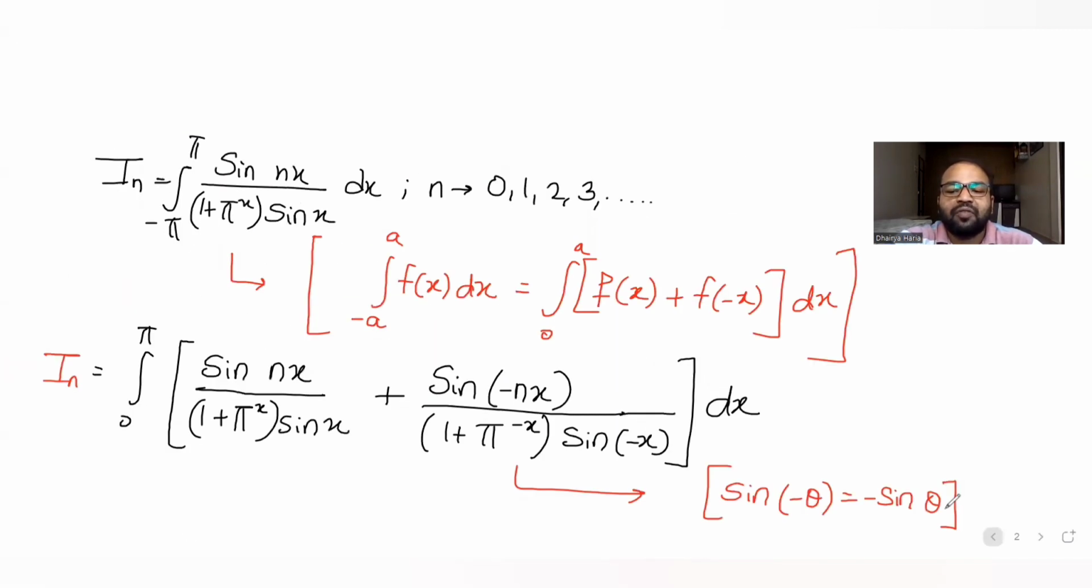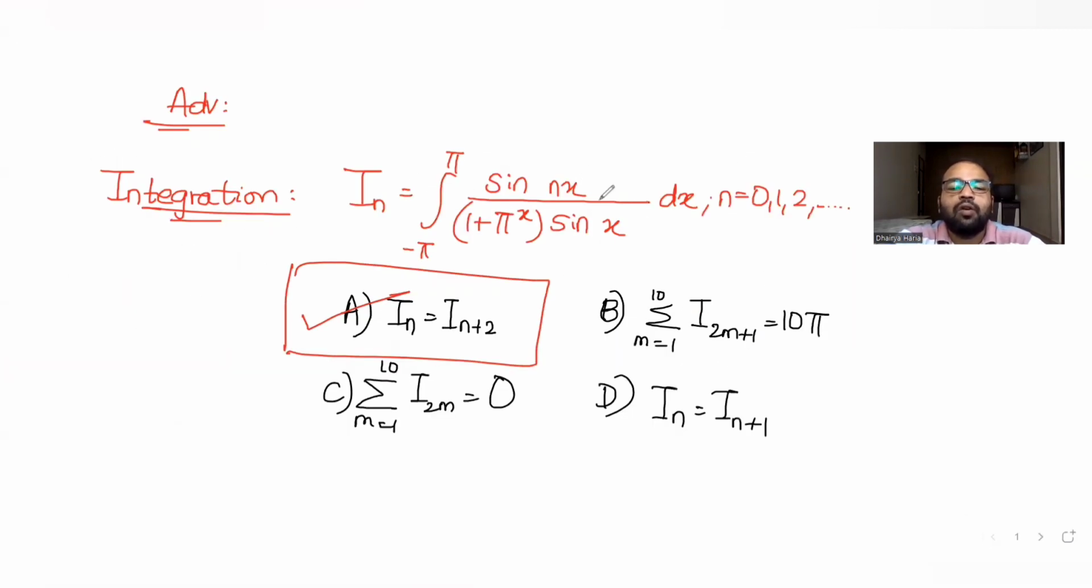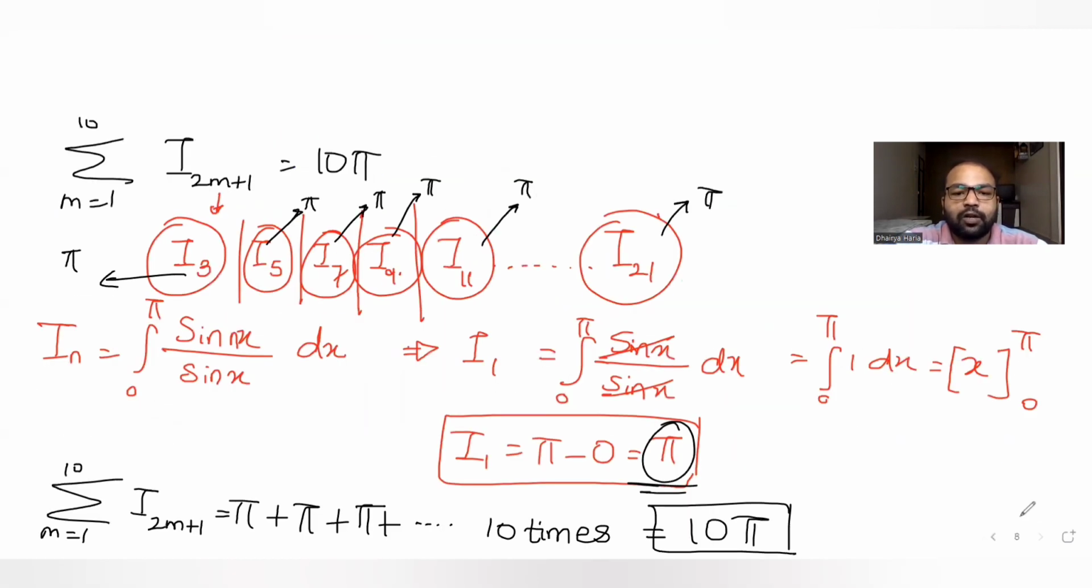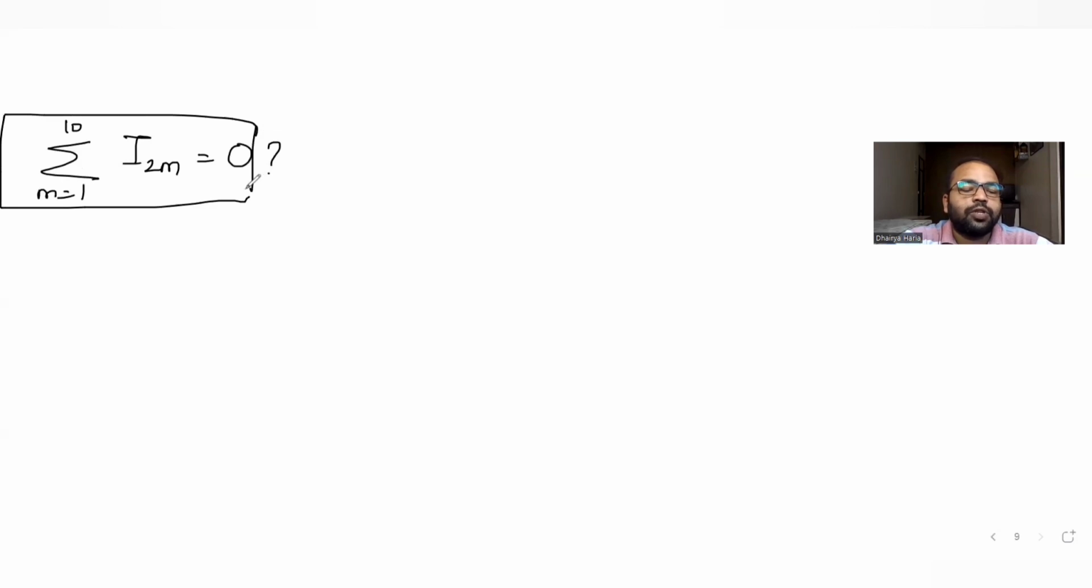That summation of m equal to 1 to 10 for the odd values of I is equal to 10 pi. So this is also a correct answer. Now let's check for the even numbers of I because it's given us 2m. Let's figure out if that's correct or not. So if I see here, summation of m equal to 1 to 10, I have here I of 2m is equal to 0. Let's figure out whether it's equal to 0 or not.